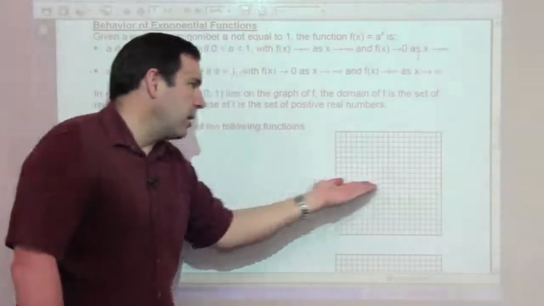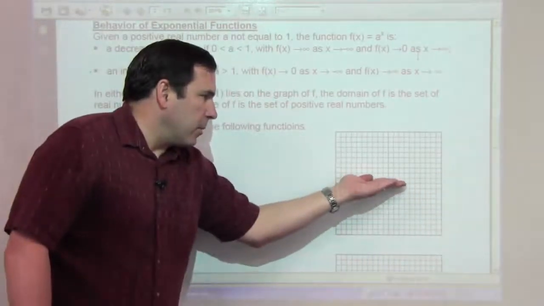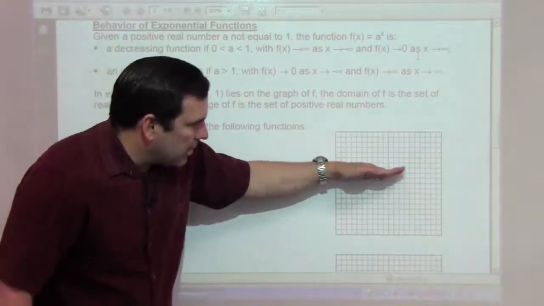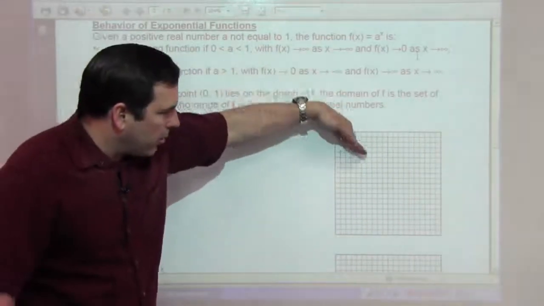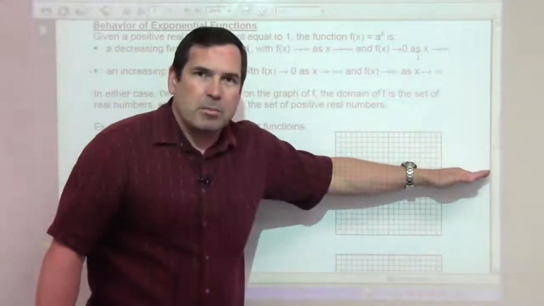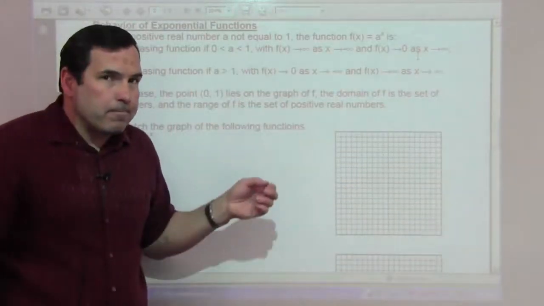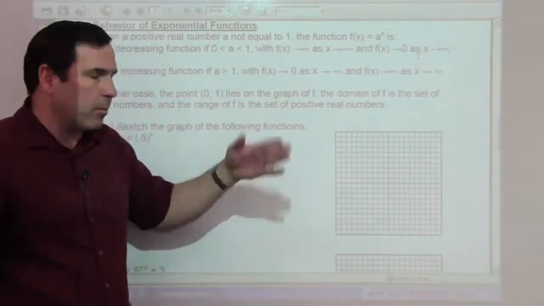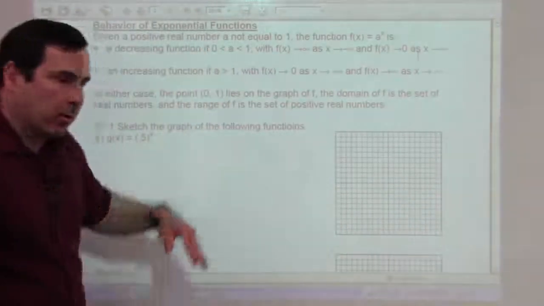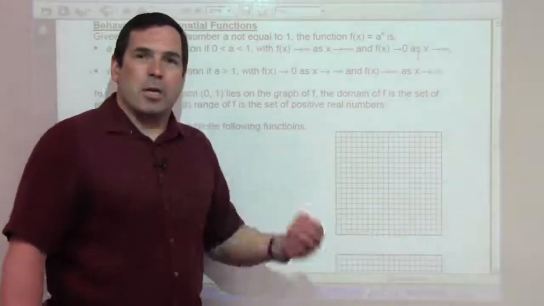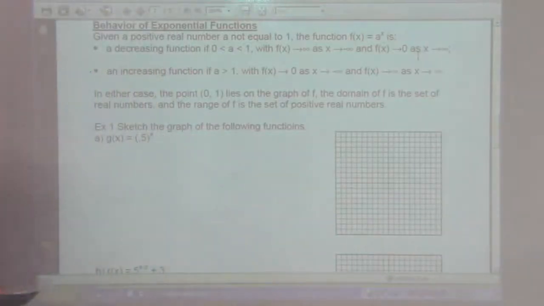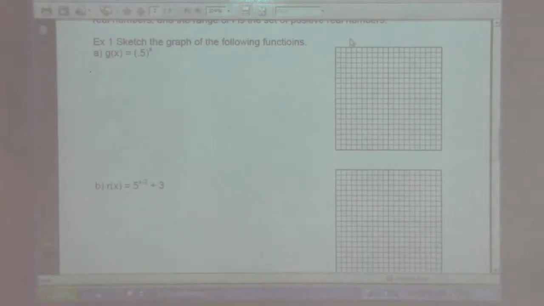For non-shifted, it's either just above the x-axis on up, or up here going down to still be just above the x-axis. The x-axis is called a horizontal what? Asymptote. Yeah, it's a horizontal asymptote. It'll be approaching that, again, for a non-shifted function. So let's look at example 1.